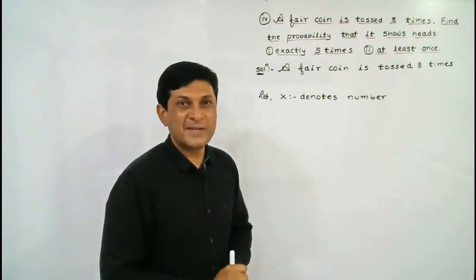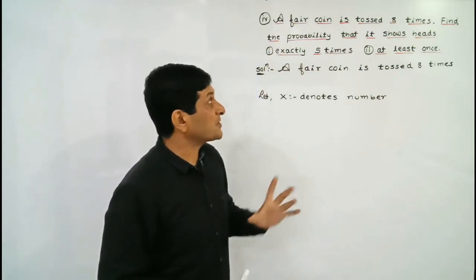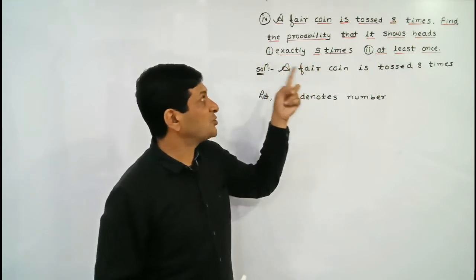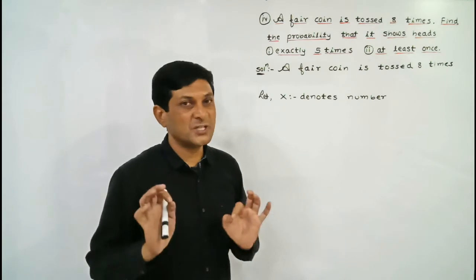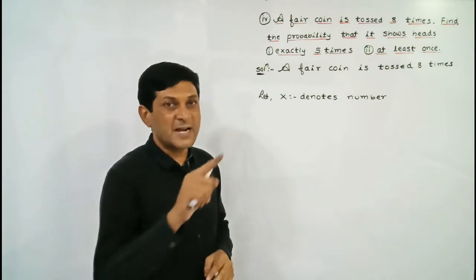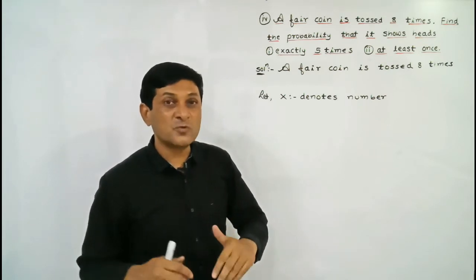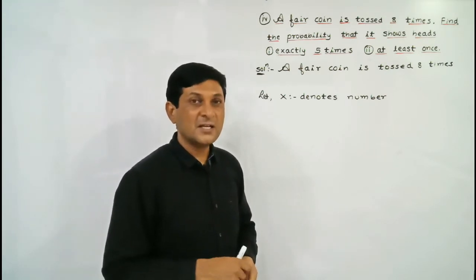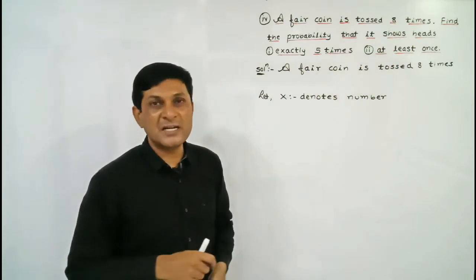Now see the example number 4. In this example, a fair coin is tossed 8 times. Find the probability that it shows heads. First question is exactly 5 times and second question is at least once. So what is our random experiment? A fair coin is tossed 8 times and our aim is to find out probabilities, isn't it? Probabilities, it shows what? Head, means our probabilities are related with what?